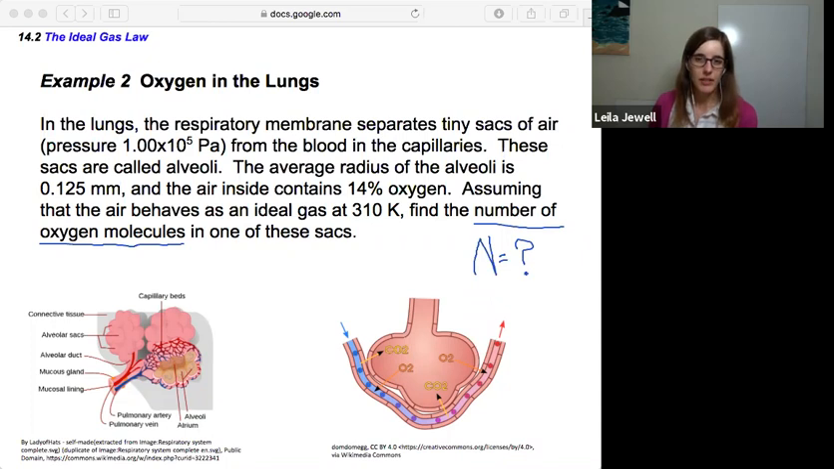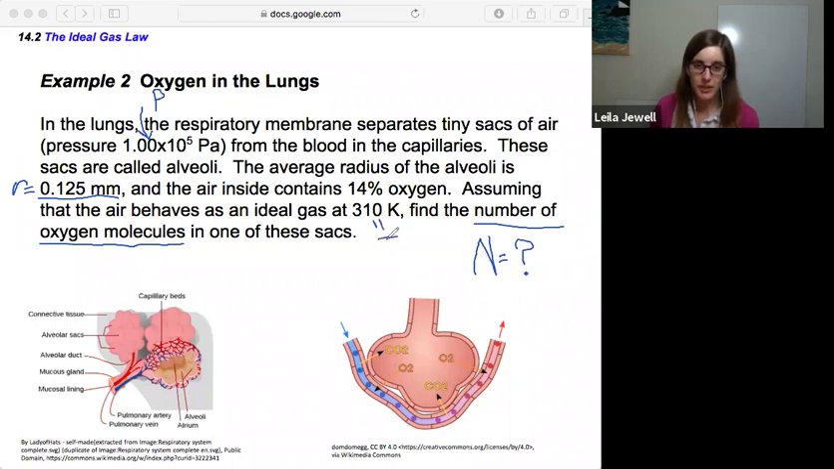All right, do we have any other clues to help us out? Well, we have the pressure. That's handy, right? Remember those pascals that we saw back in the fluids chapter? So cool, we have pressure. And we have that the air is 14% oxygen. So that's just a percentage. And then finally, we also have the average radius. Okay, so we have the radius. We want to find the number of molecules. Oh, and finally, we have this 310 Kelvin.